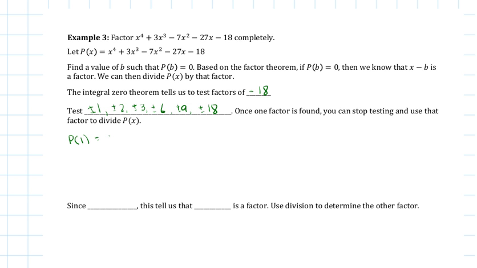P at 1, that's going to give me 1 to the power of 4 plus 3, 1 to the power of 3 minus 7, 1 to the power of 2 minus 27 times 1, take away 18. And if I do this one, I'm going to end up with negative 48. So x minus 1 is not a factor.